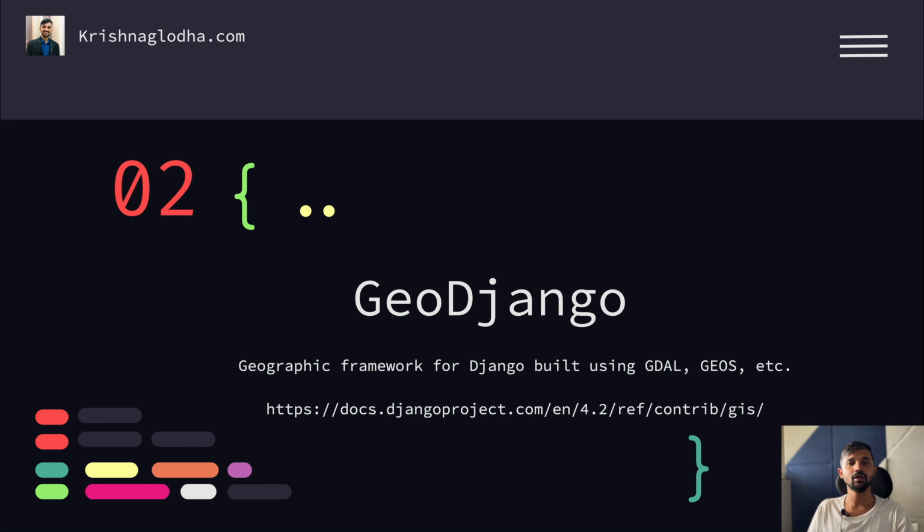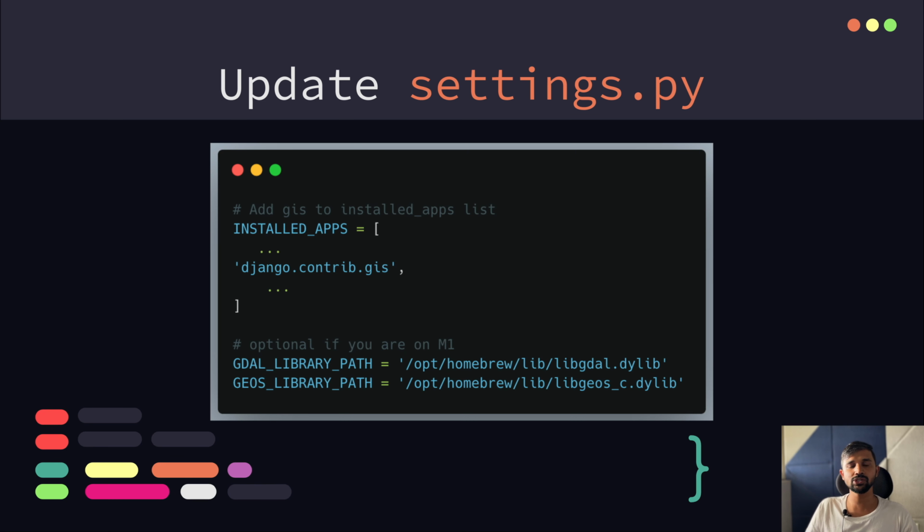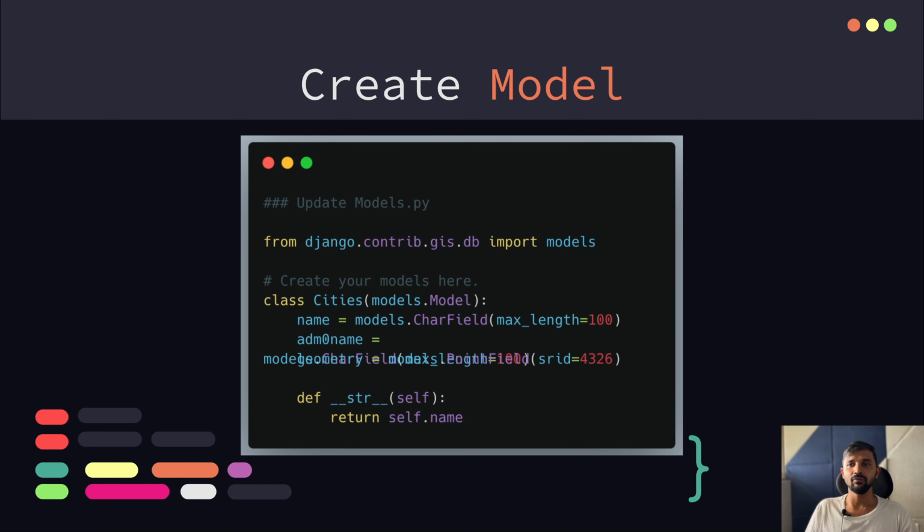Next is GeoDjango. GeoDjango is a geographical extension to Django maintained by the Django team itself. It uses a bunch of different applications under the hood. To use GeoDjango in our project, we will need to mention it in the installed apps list. And if you are on a MacBook with M1 or ARM architecture, you will also need to install the GDAL and GEOS libraries separately using Homebrew, and then of course mention it in your settings.py file. Once this is done, we can head over to our models file and start creating the models for our application.